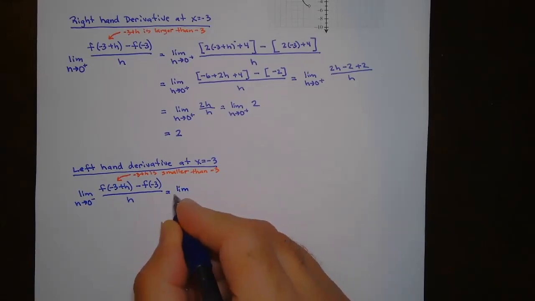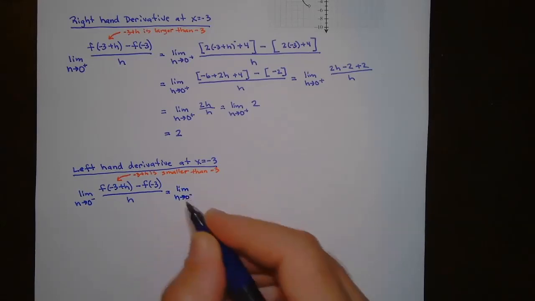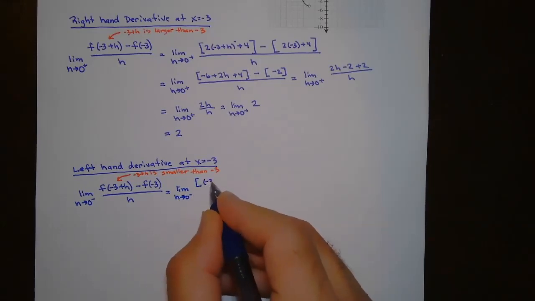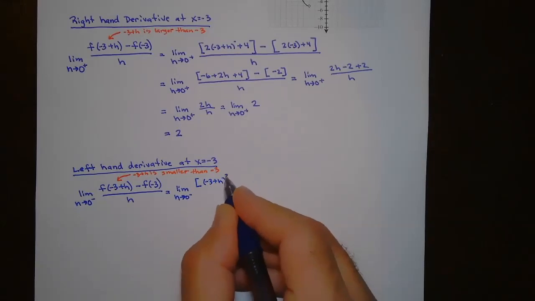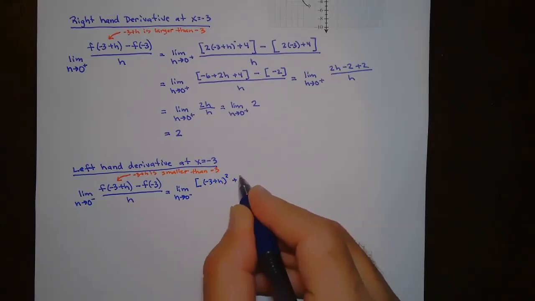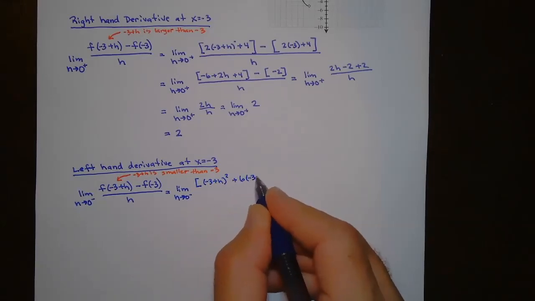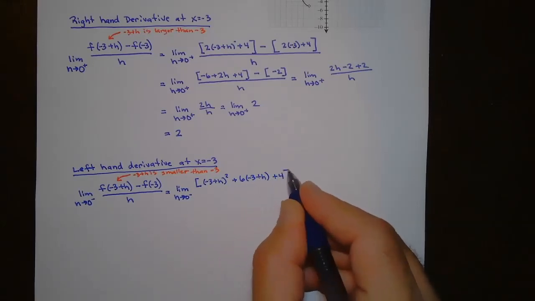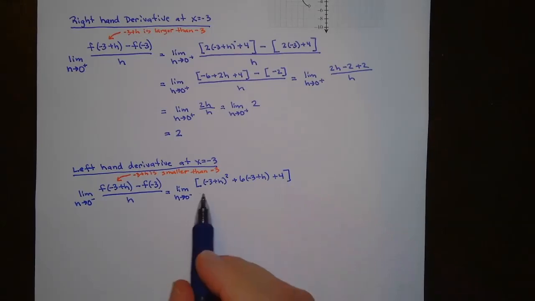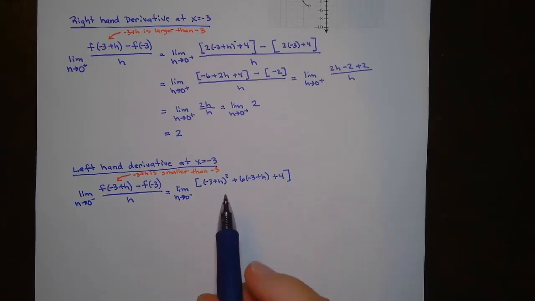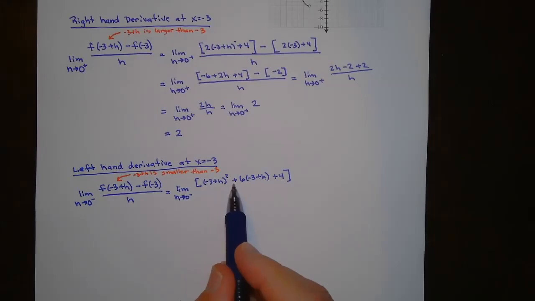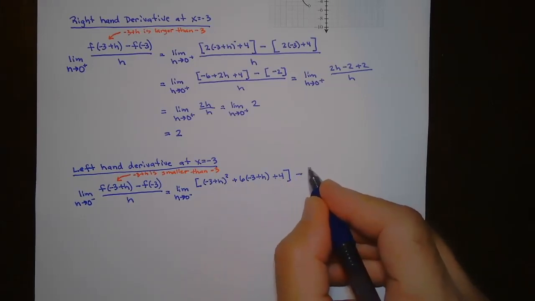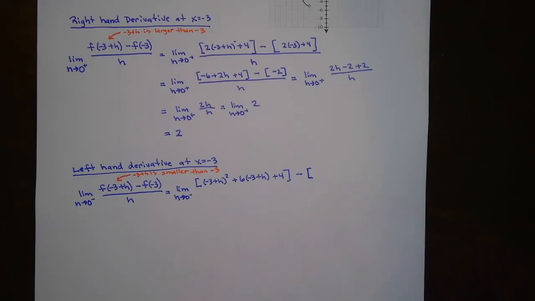So the limit as h approaches 0 from the left, and this becomes, I'm going to use a bracket, -3 plus h squared plus 6 times -3 plus h, and then plus the 4. Close my bracket. Because what our function said to do when it's less than -3 is square it and add 6 times the input and then add 4. And then minus f of -3.